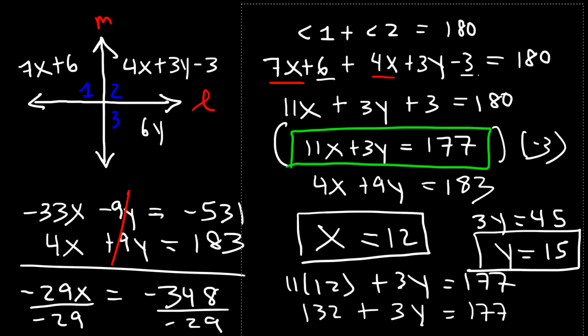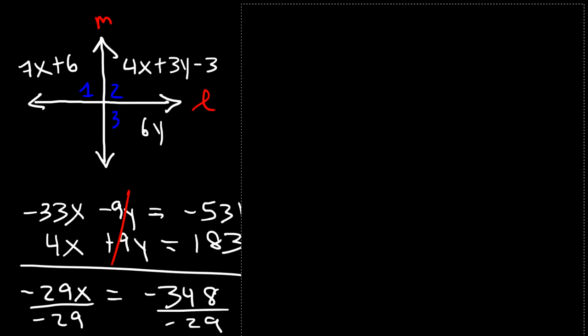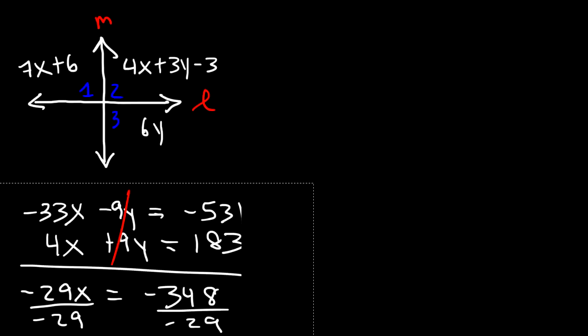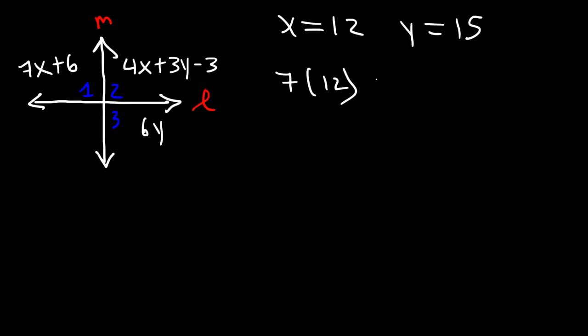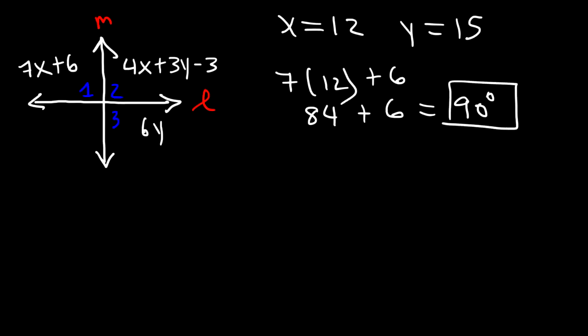Now let's clear away a few things. So we know that x is 12 and y is 15. So let's make sure that each of these three angles are 90. Or if one of them is 90, then we already know that it's going to be perpendicular. But let's just double check. So 7x plus 6, 7 times 12 plus 6. 7 times 12 is 84. 84 plus 6 is 90. So that alone tells us that line M is perpendicular to line L.